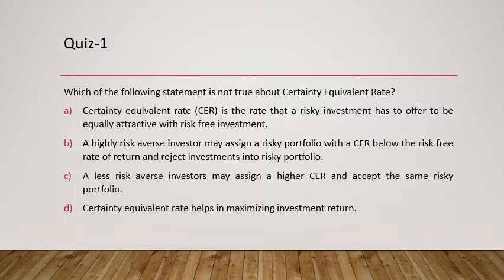A less risk averse investor may assign a higher CER and may accept the same risky portfolio, which also appears to be apparently correct. So the last statement, which is certainty equivalent rate helps in maximizing investment return, is incorrect. Okay, so the answer is D for this. Let us move to question 2.